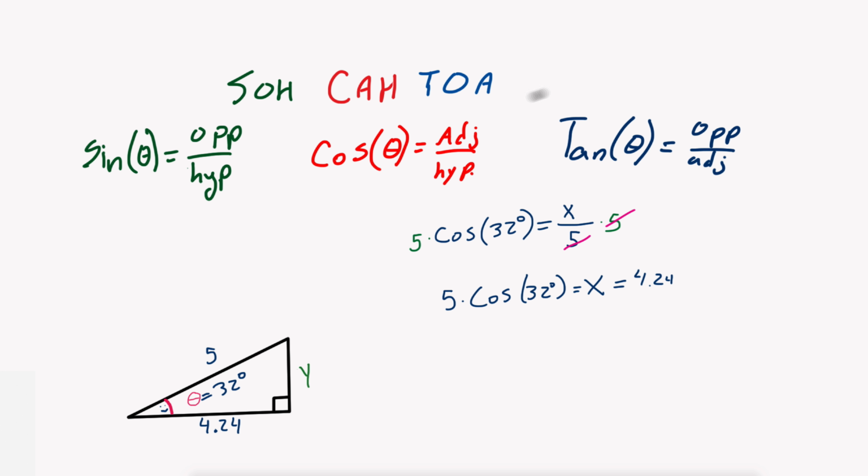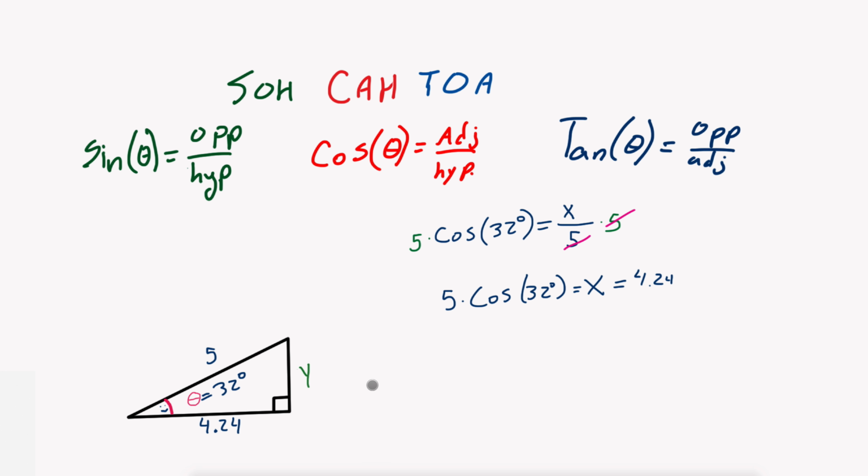So we can use sine. Sine is opposite, and that is what y is. Y is opposite of the angle. We can use sine. We also have the hypotenuse, which is 5. That's good to go. We could also use tangent. Now, tangent of theta is equal to the opposite over the adjacent. And we just found the adjacent. The adjacent is 4.24, so then we can use that as the adjacent and tangent to find what the opposite is. I'm going to go ahead and use sine.